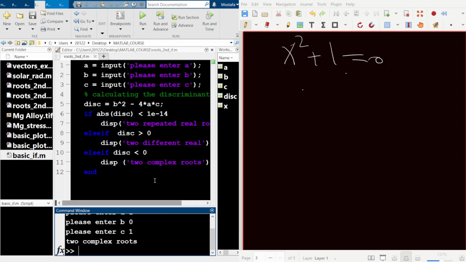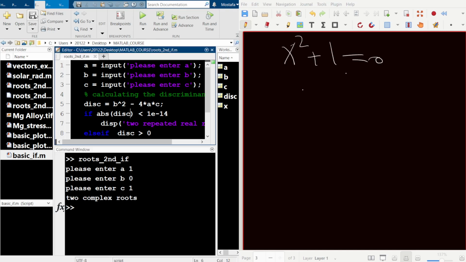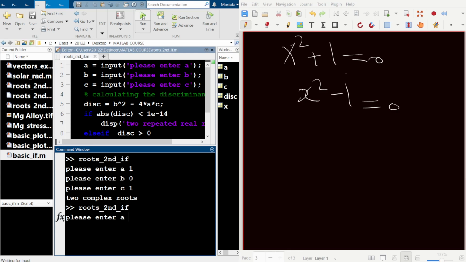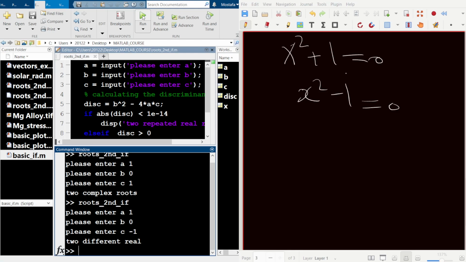Let's do another test case just to confirm. We can do another simple test case. Let's say x squared minus 1 is 0. So obviously these are two different, real roots. So a is 1, b is 0, c is negative 1. So these are two different real roots.